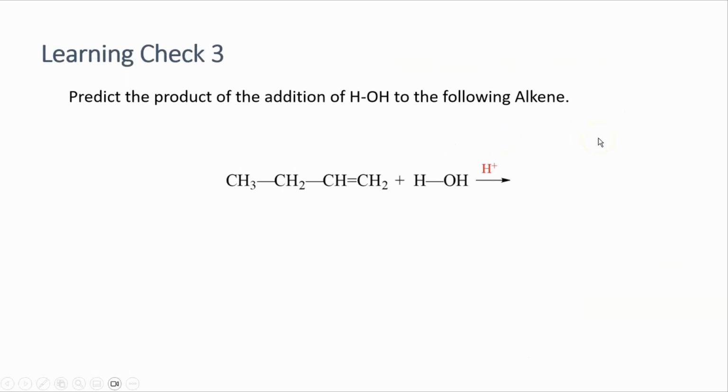Okay, now please pause this video and try to answer this question, and come back and check your answer. Predict the product of the addition of H-OH, or in other words, H2O, to the following alkene. We have 1-butene. What will be the product when you add hydrogen and OH? The first question is, where does the hydrogen go and where does the hydroxide go? We need to figure that out.